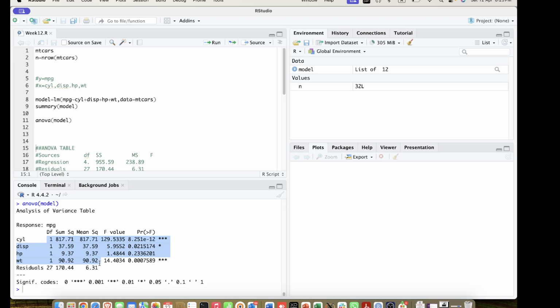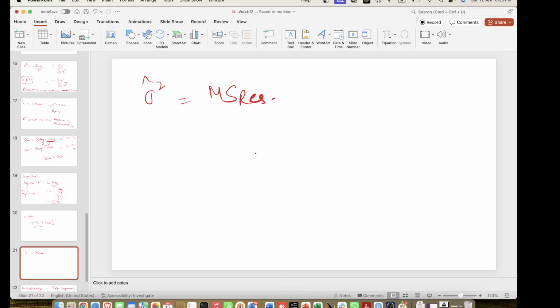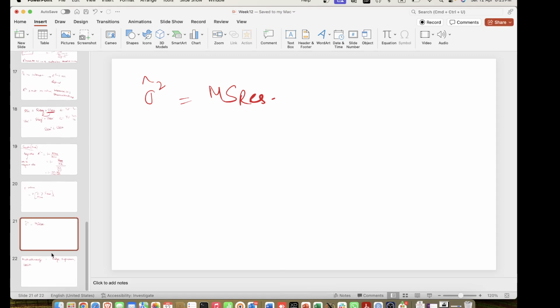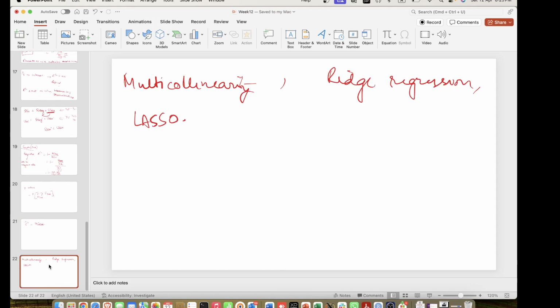So now that we have this in place, let us quickly learn about lasso, ridge regression and multicollinearity, and see how we can perform them using R.